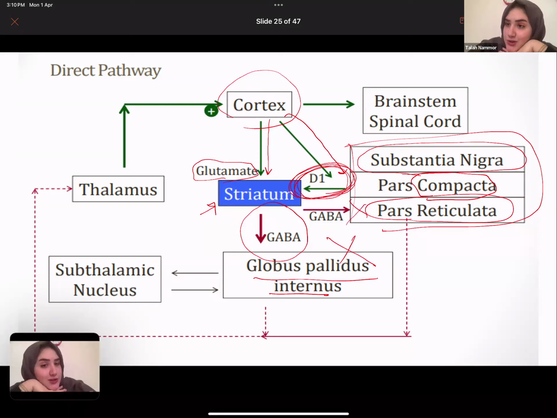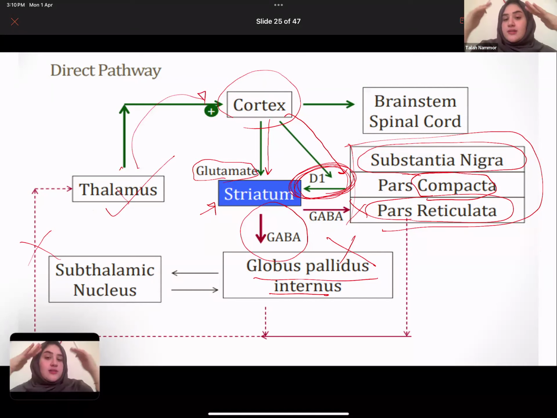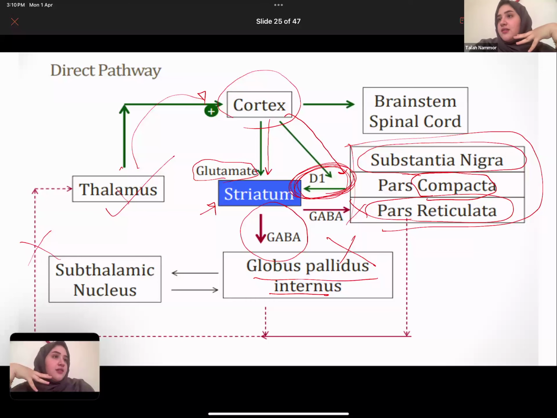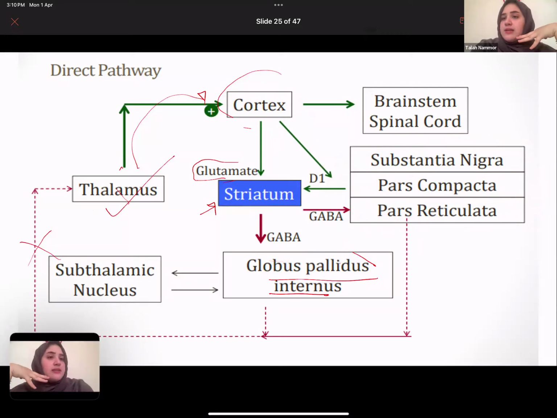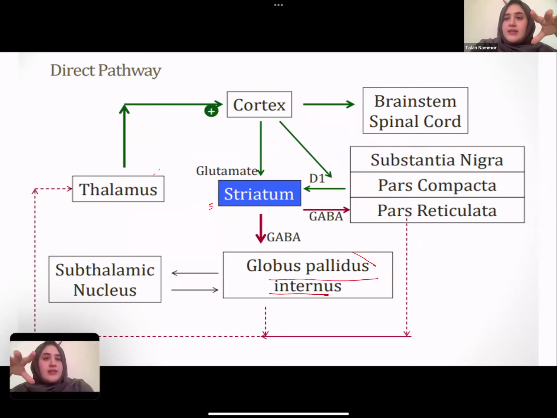What was the normal function of pars reticulata and the globus pallidus? Their normal function was to inhibit the thalamus. So if you inhibit their function, you're technically inhibiting the inhibition that happens to the thalamus. And what happens is the thalamus is going to be activated and it's going to activate the cortex to basically perform the movement. Do you guys get it? It's actually really simple, but it's just inhibiting something that already inhibits. You get me? That's the confusing part. But other than that, it's really easy.